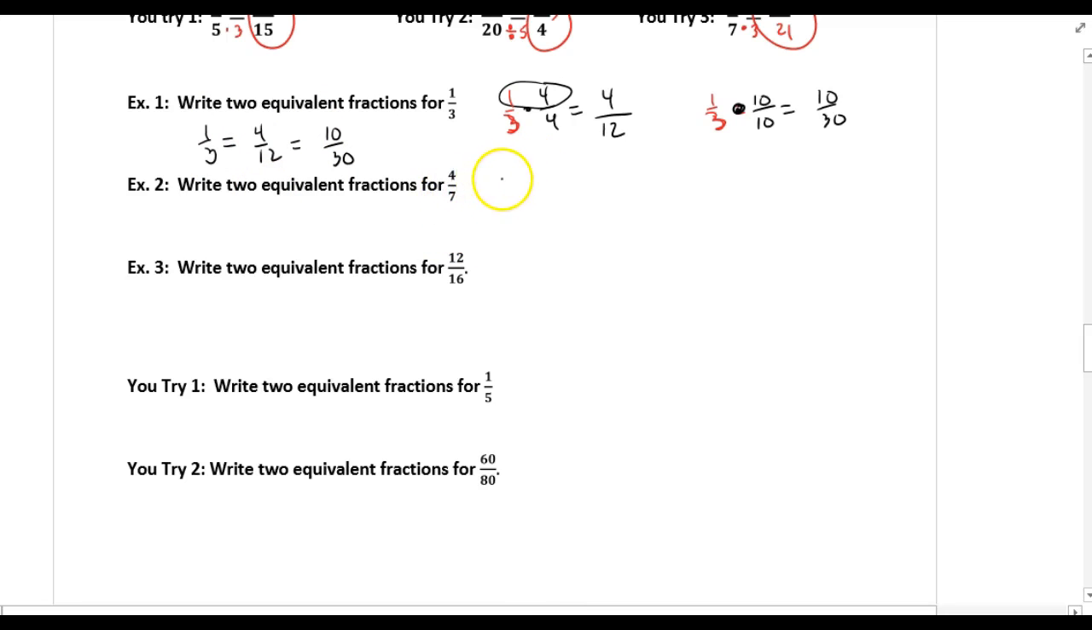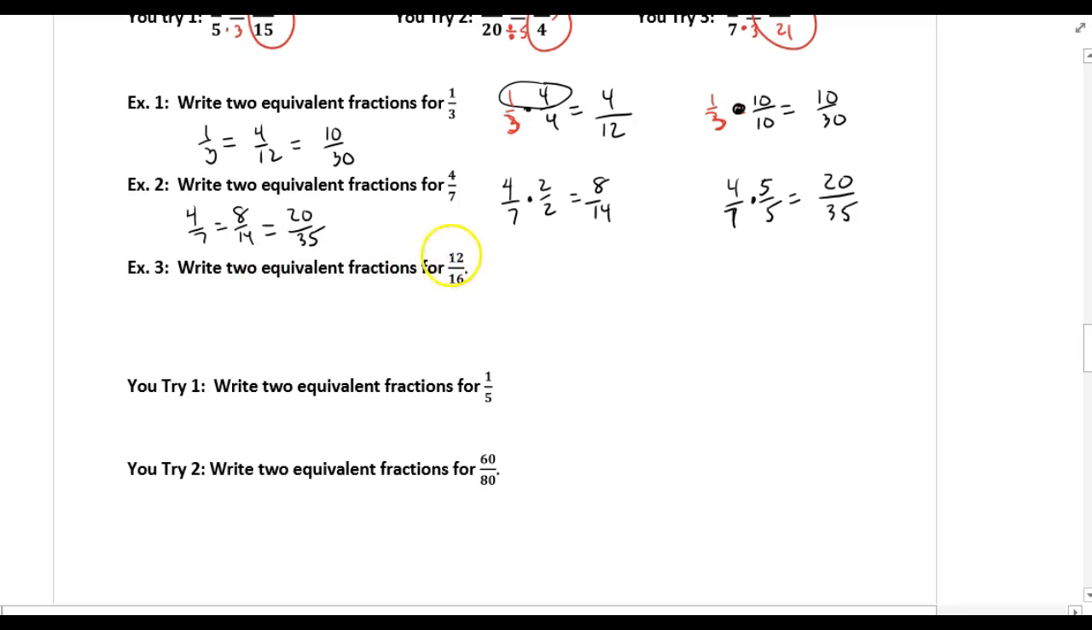Now, if I write 2 equivalent fractions for 4/7, right? Again, I can multiply by, say, 2 over 2, give me 8 over 14. Or I could take 4/7 and multiply it by, say, 5 over 5. It doesn't matter. 4 times 5 is 20. 7 times 5 is 35. So we could say 4/7 is equal to 8 over 14, which is also equal to 20 over 35.